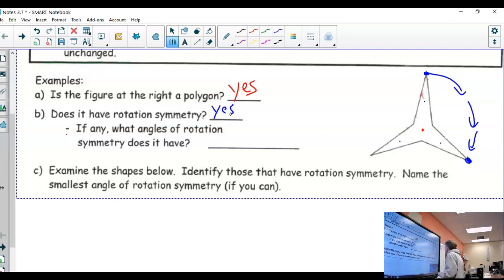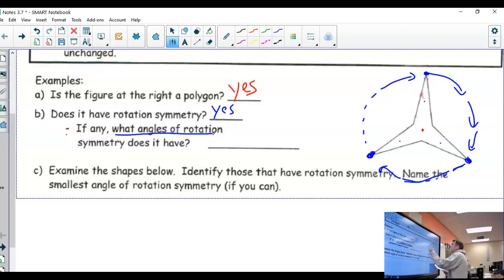It does. And in fact, I could spin it again, and when that point got here, the shape would match up with itself again. And then a third time would be when it goes all the way around, of course. All shapes do when they go all the way around. So it's asking you, if any, what angles of rotation symmetry does it have?